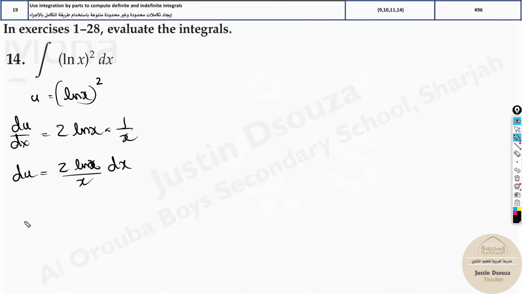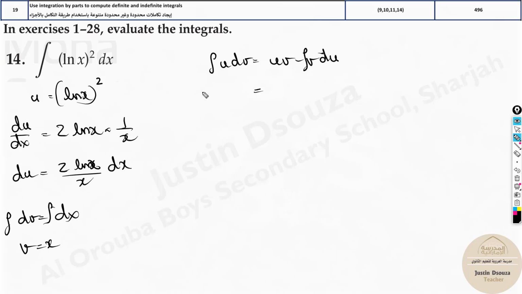And then what is dv? I'll just write it over here. dv is just the remaining part. It's dx. So integrate on both the sides. You should get v is equal to x. That's it. And now let us use the formula. Integral of u dv will be equal to uv minus integral of v du. So let's substitute.